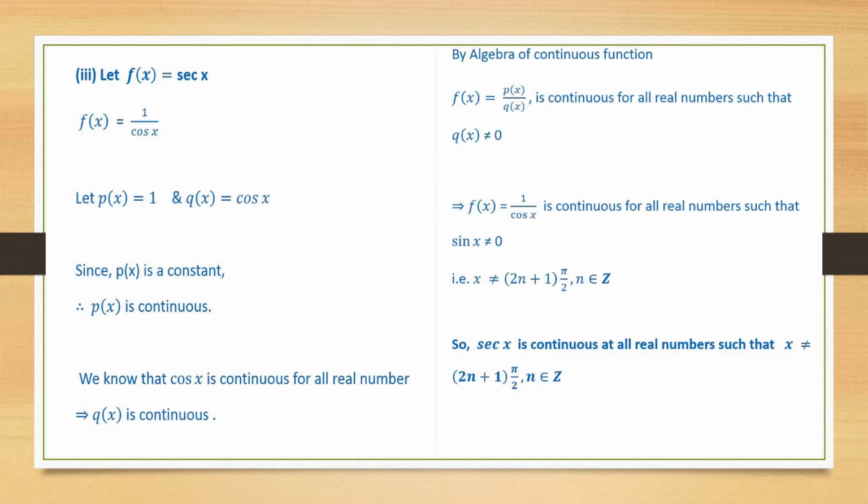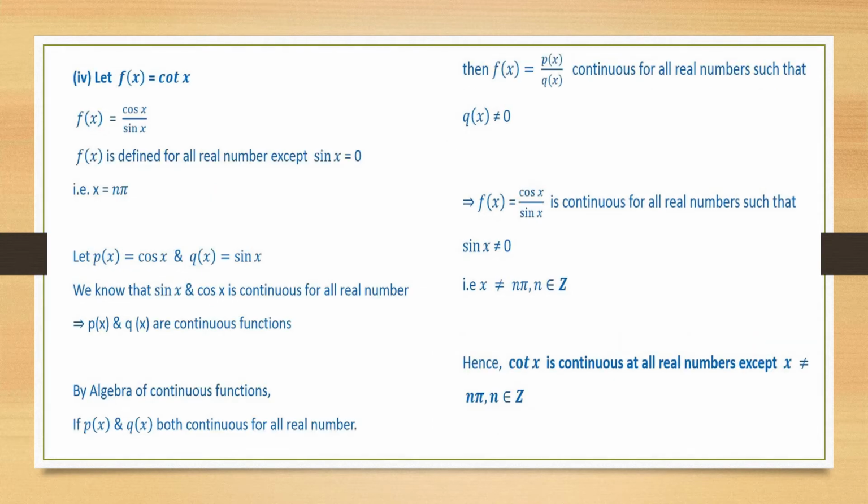Similarly for secant x, 1 upon cos x, p(x) equal to 1 is continuous, cos x is also everywhere continuous, but this whole function will be continuous if q(x) is not equal to 0, that is cos x is not equal to 0, that is x is not equal to an odd multiple of pi by 2. So secant will be continuous when x is not equal to an odd multiple of pi by 2.